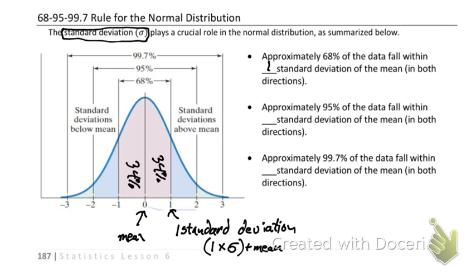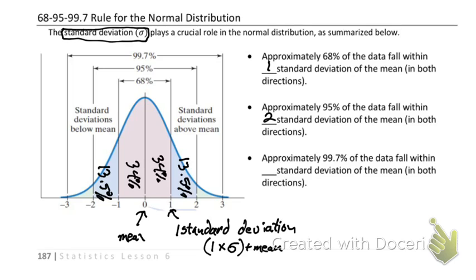Now, if we continue reading, it says approximately 95% of the data falls within 2 standard deviations of the mean in both directions. All right, if we keep subdividing further, between 0 and 1 we have 34% of our data. Between 1 and 2, we are going to have 13.5% of our data, which means between negative 1 and negative 2, we'll also have 13.5% of our data. In other words, 13.5 plus 34 plus 34 plus 13.5 would give us 95%.